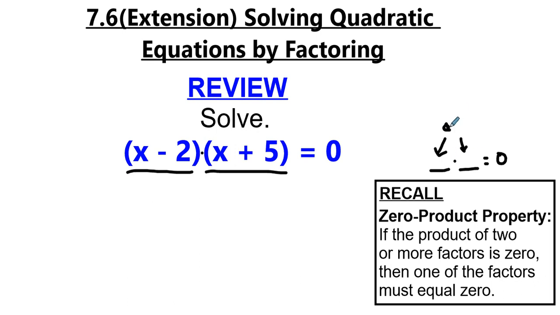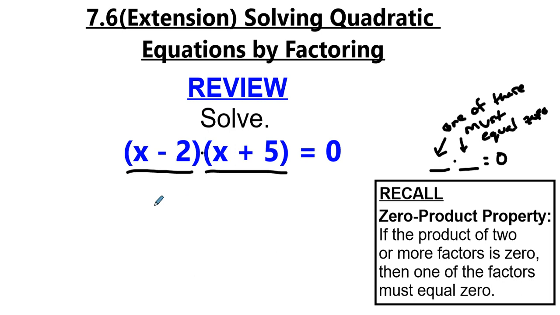I'll write that here. One of these must equal 0. One of these must equal 0. That's the zero product property. And we are going to use that same idea with this problem here. We are multiplying two factors together and getting out a 0. So what does one of these two factors have to equal? Well, one of them must equal 0.